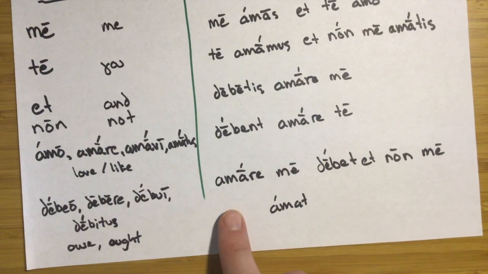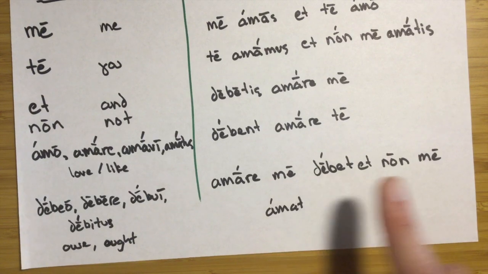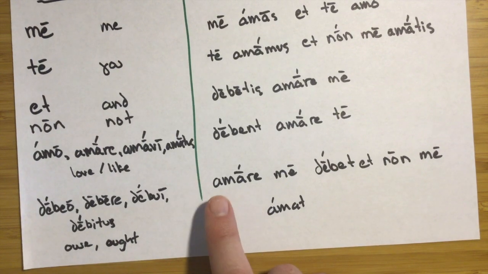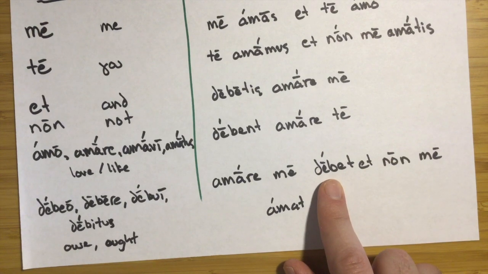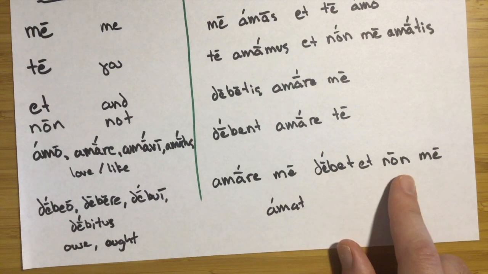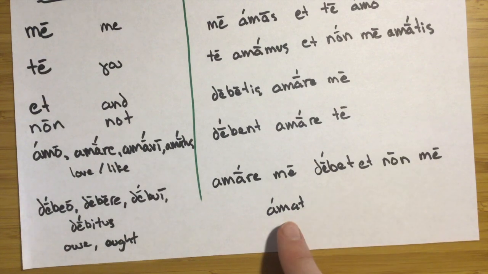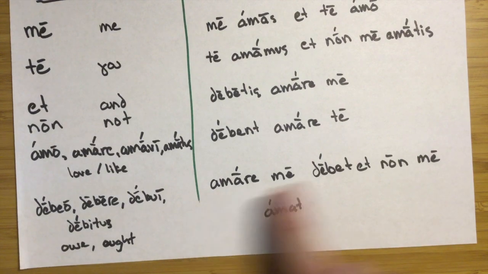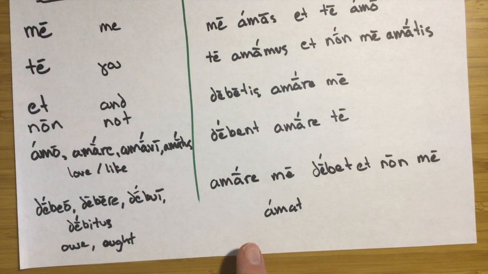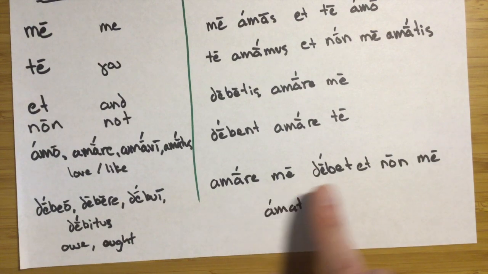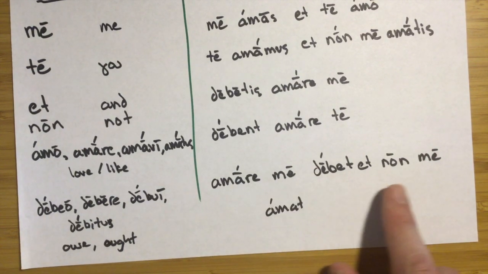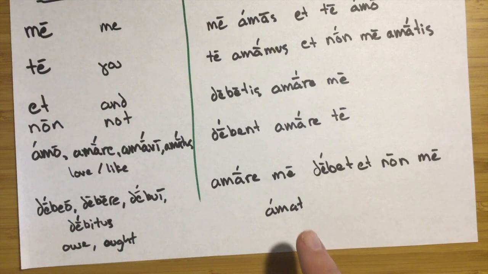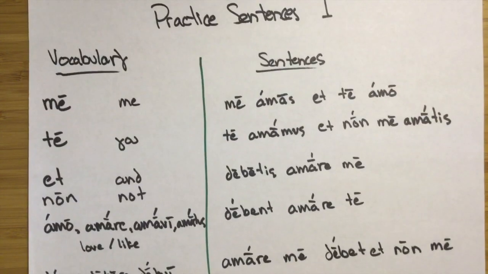And here we have a slightly longer sentence. Amare me debet et non me amat. So to love me, he ought, he, she, or it ought, et non, and not, me, amat, he loves, and he doesn't love me. So the word order here is pretty jumbled. That's pretty typical in Latin. Latin allows a lot of different variation in word order. But this is how it would go. Amare me debet, he ought to love me, et non me amat, and he doesn't love me. So that one's a little bit sadder than some of the other ones.